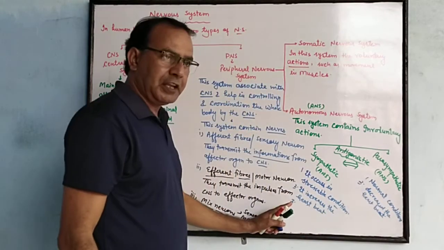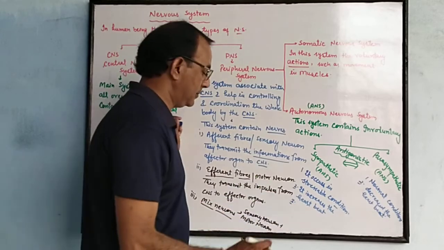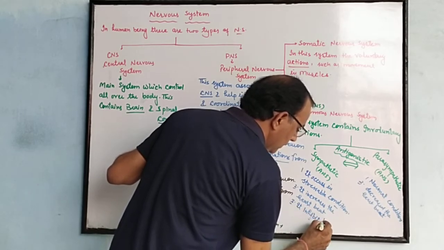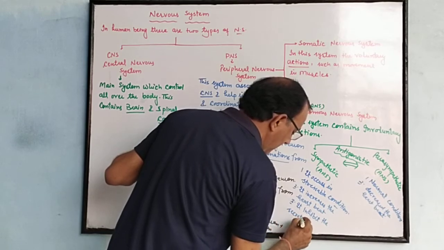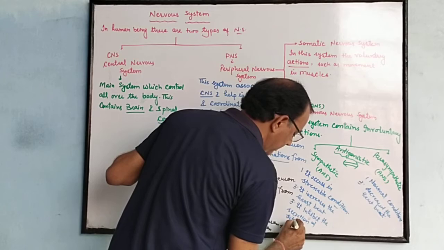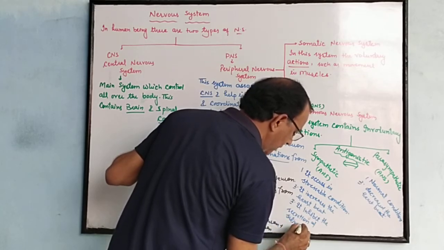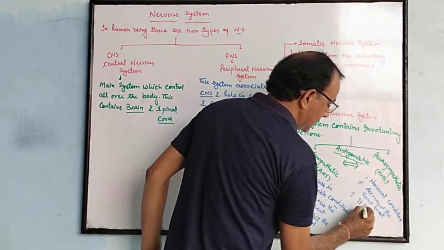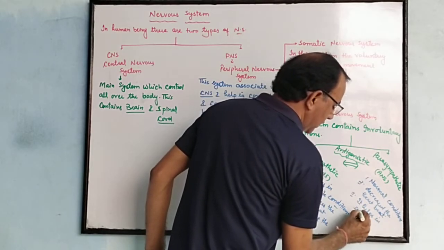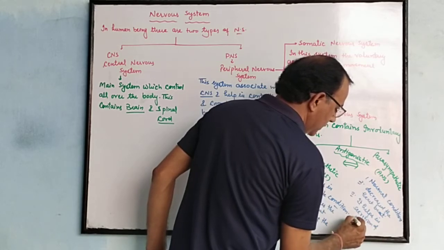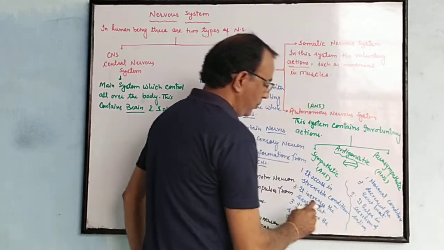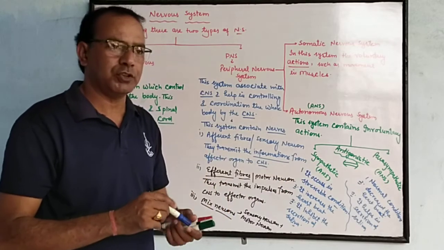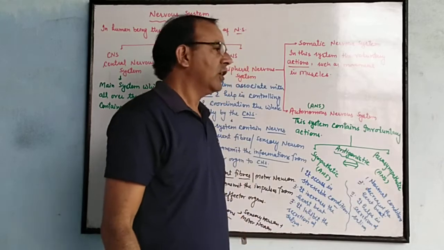Third one, the sympathetic inhibits the salivary gland from secreting saliva, while the parasympathetic helps in the secretion of saliva. As we have discussed here, sympathetic and parasympathetic both perform actions opposite to each other. So this system is known as antagonistic.